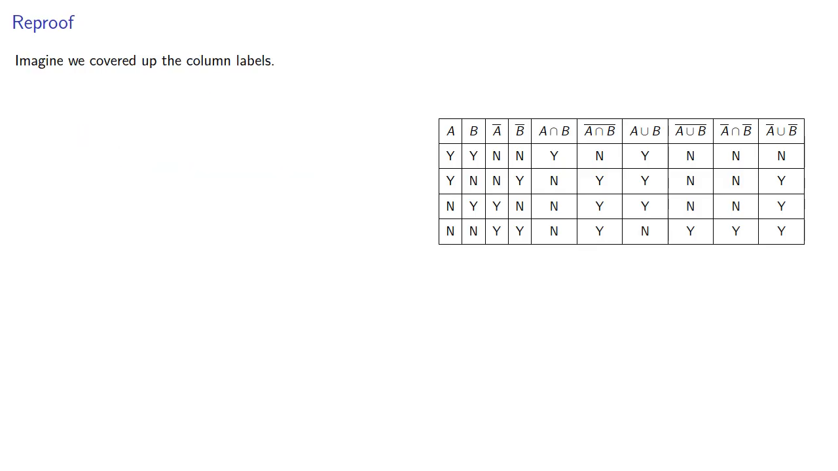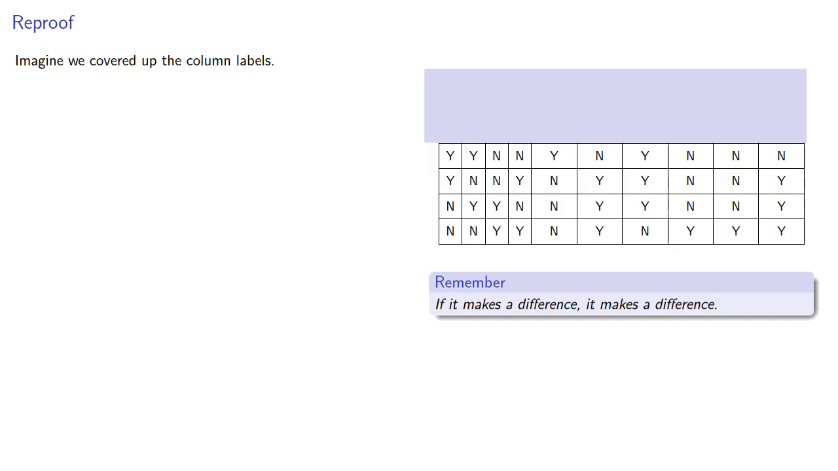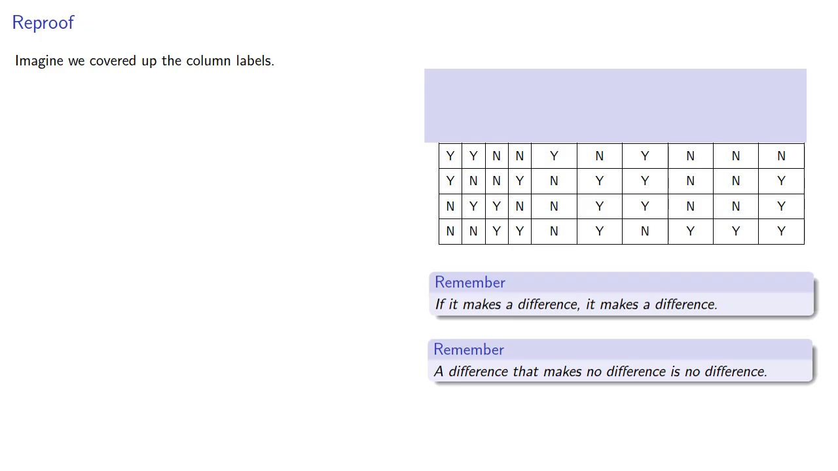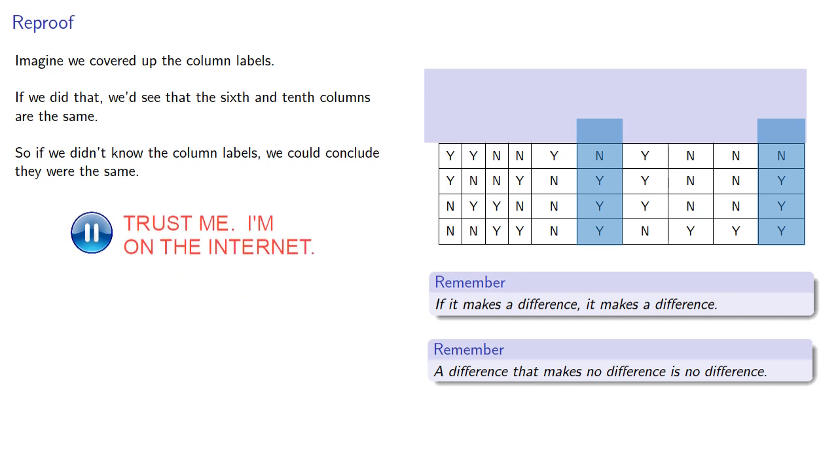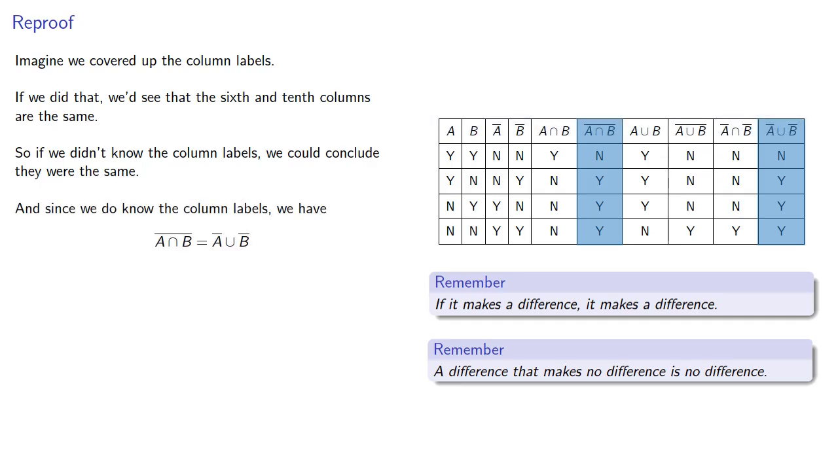Now, imagine we covered up the column labels. If it makes a difference, it makes a difference. But a difference that makes no difference is no difference. If we covered up the column labels, we'd see that the 6th and 10th columns are the same. So if we didn't know the column labels, we could conclude that they are the same. And since we do know the column labels, we have the complement of the intersection is the union of the complements.